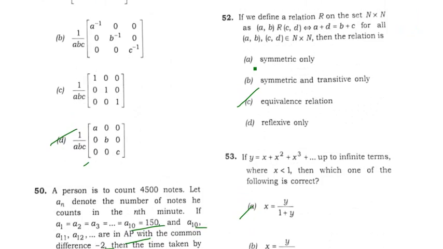If we define a relation R on the set N cross N as (a, b) R (c, d) if a plus d equal to b plus c for all (a, b), (c, d) in N cross N, then the relation is an equivalence relation. A little difficult but you have to know that.